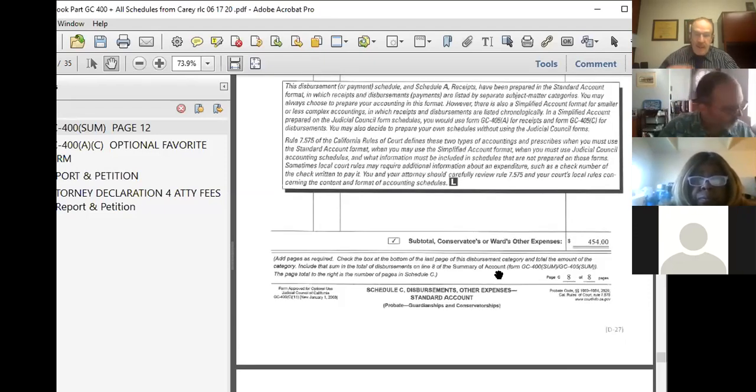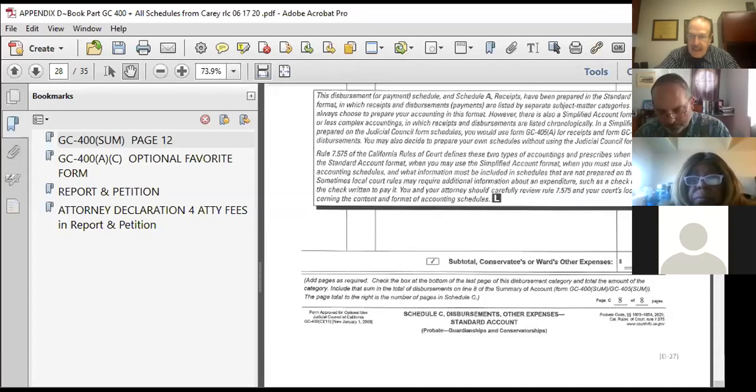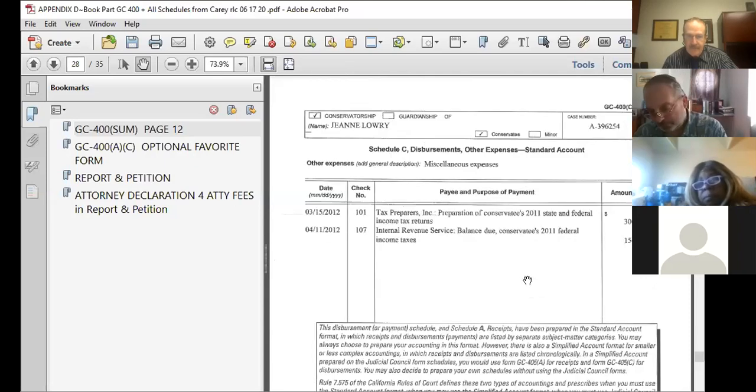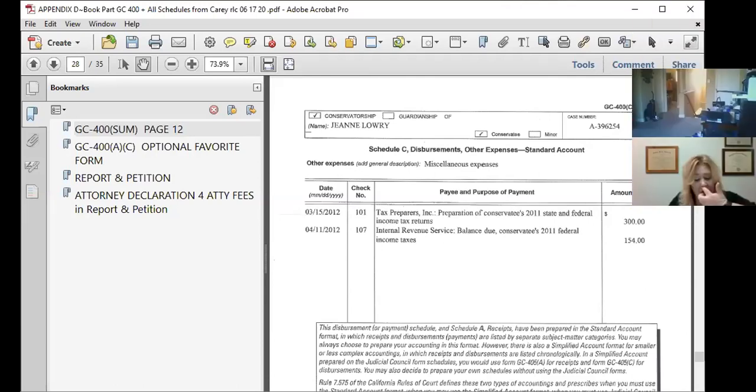Okay, so now with this general disbursements, we are 8 of 8. We're out of the C schedules. Okay, so, sorry, I'm going to add a few more things under the miscellaneous expenses, just to give you guys an idea of other expenses that I myself would put here.